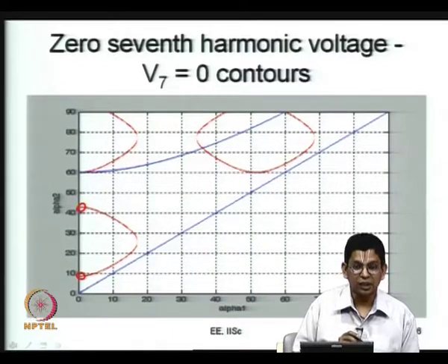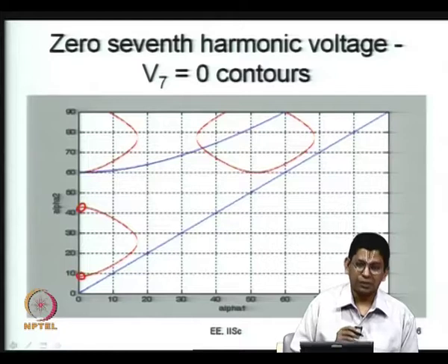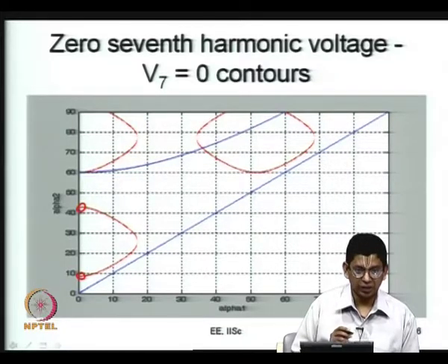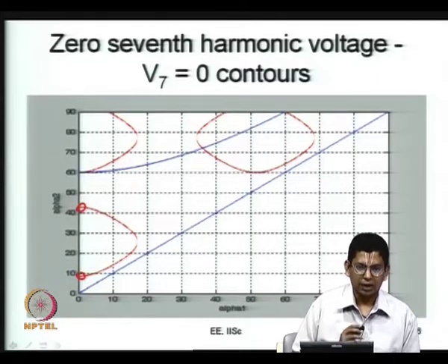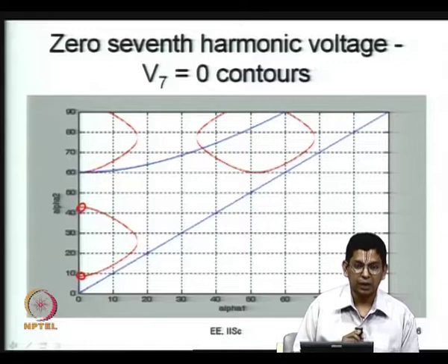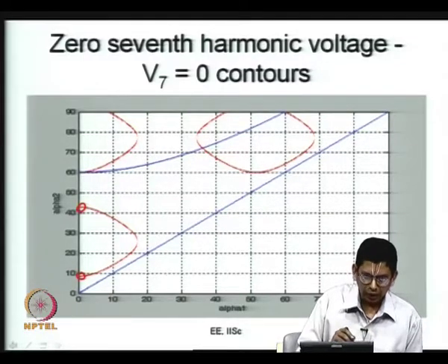This is one reason why one would like to plot V1 is equal to 0 sometimes, V5 is equal to 0, V7 is equal to 0, V11 equals 0, V13 equals 0, etc. These are exercises that will make us understand the relation between the switching angles and the harmonic voltages better.